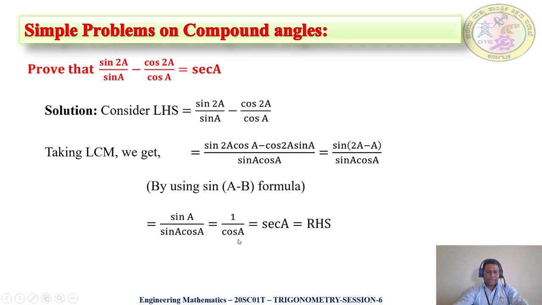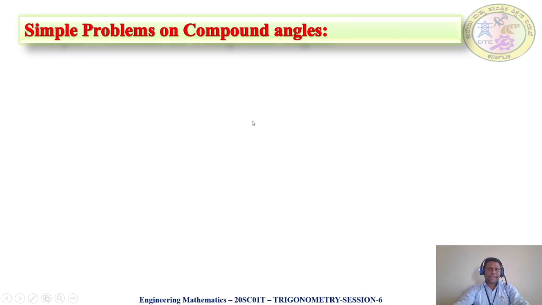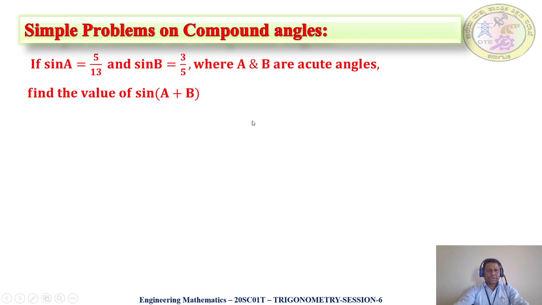So we have taken 1 by cos theta is secant theta formula. So that is what here we have proved, sin 2A by sin A minus cos 2A by cos A equal to secant A. Now we are going to the other kind of problem here.